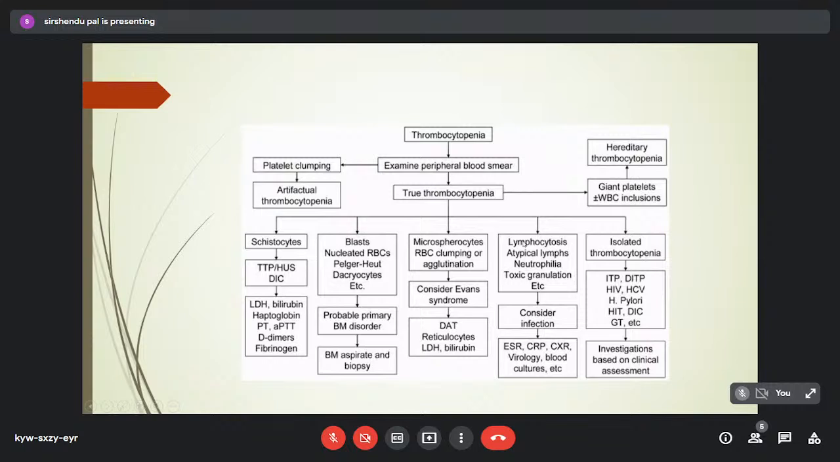Now, if thrombocytopenia is associated with reactive lymphocytes or neutrophilia with presence of toxic granulation, we will consider infective causes, and then we will go for inflammatory markers like ESR, CRP, viral markers, blood culture, etc. Again, if there is isolated thrombocytopenia, we can think of a number of causes like ITP, drug-induced thrombocytopenia, H. pylori or HCV or HIV-associated thrombocytopenia, heparin-induced thrombocytopenia or disseminated intravascular coagulation.